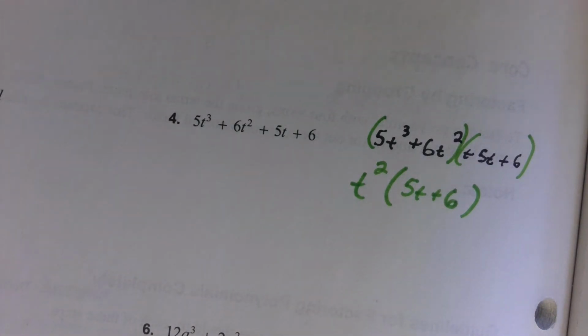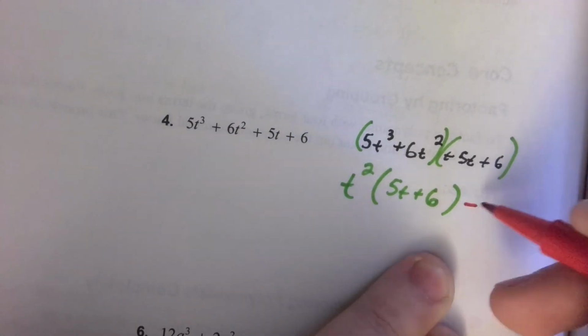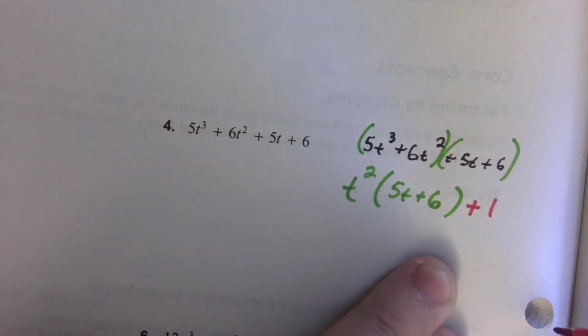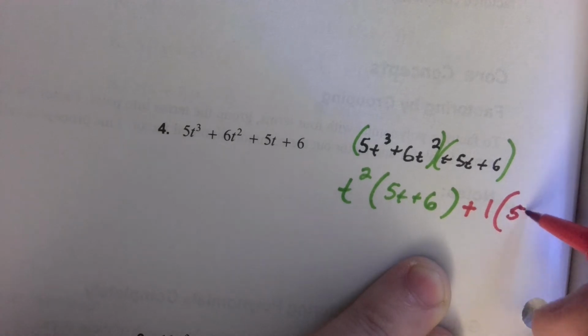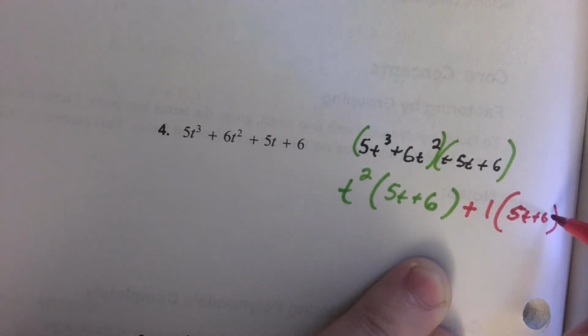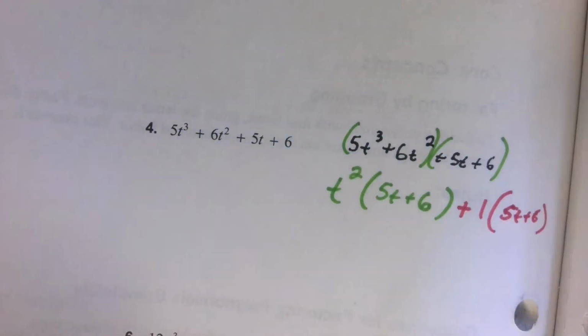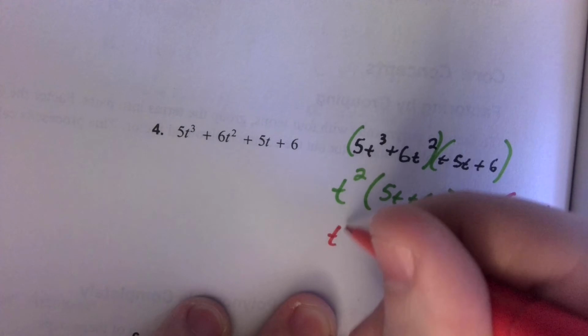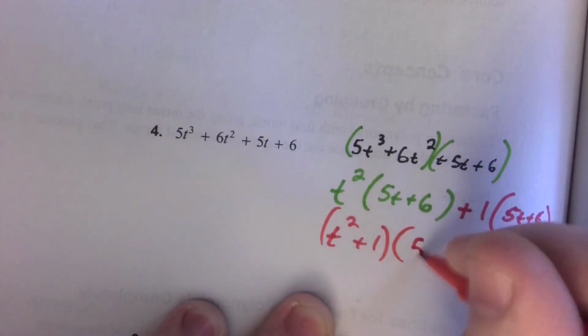Well, if you are clever about it, you do know that 5t and 6 do have a common factor. Both can be divided by 1. So you could put a 1 in front, your 5t plus 6 inside, because 5t divided by 1 is 5t, and 6 divided by 1 is 6, and recognize, oh, we did this right, the pairs match up. Our answer is going to be t squared plus 1 times 5t plus 6.